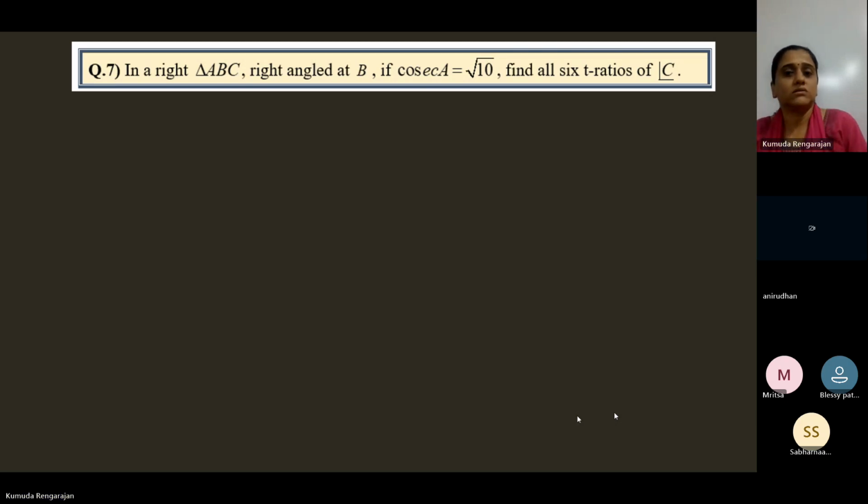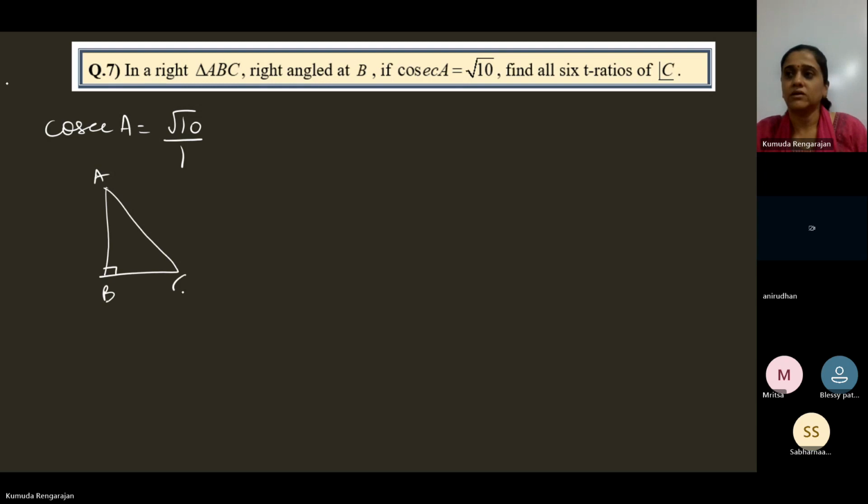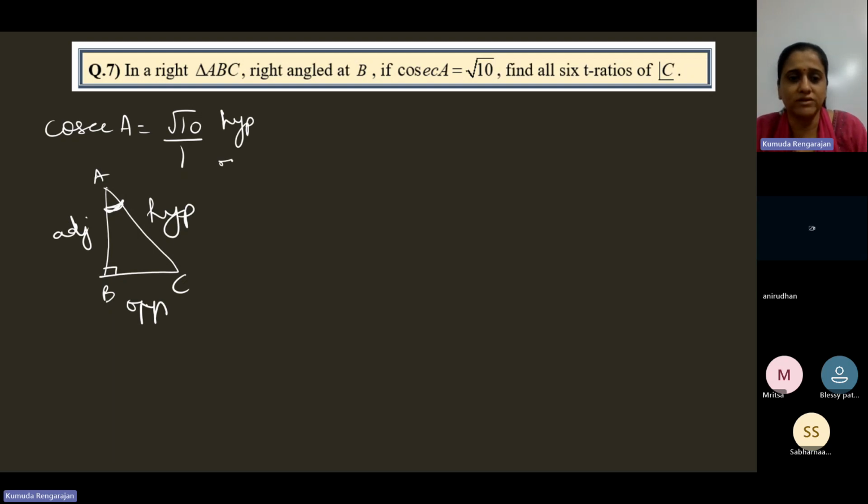Look at this question. If cosecant A is root 10, cosecant A is equal to root 10 means root 10 by 1. So in the right triangle, what's cosecant? Hypotenuse by opposite. This is the hypotenuse. For A, this is the opposite side and this is the adjacent side. Hypotenuse is root 10 and this is 1. So you can find the adjacent side using Pythagoras theorem. You will get 3. This is 3.